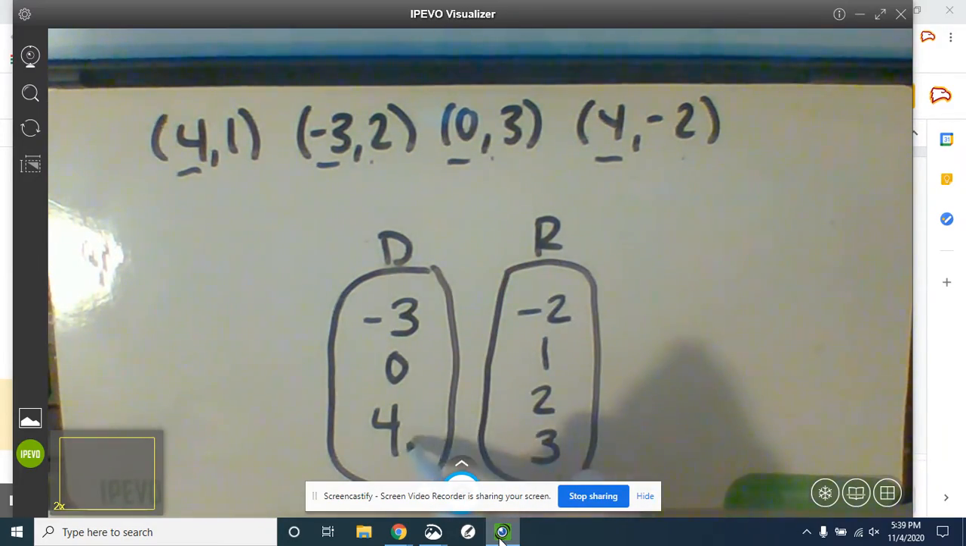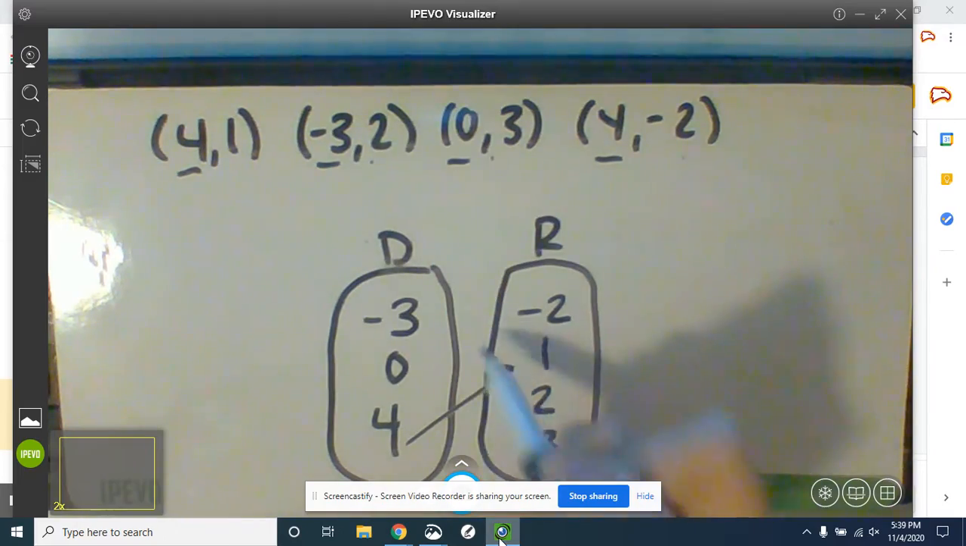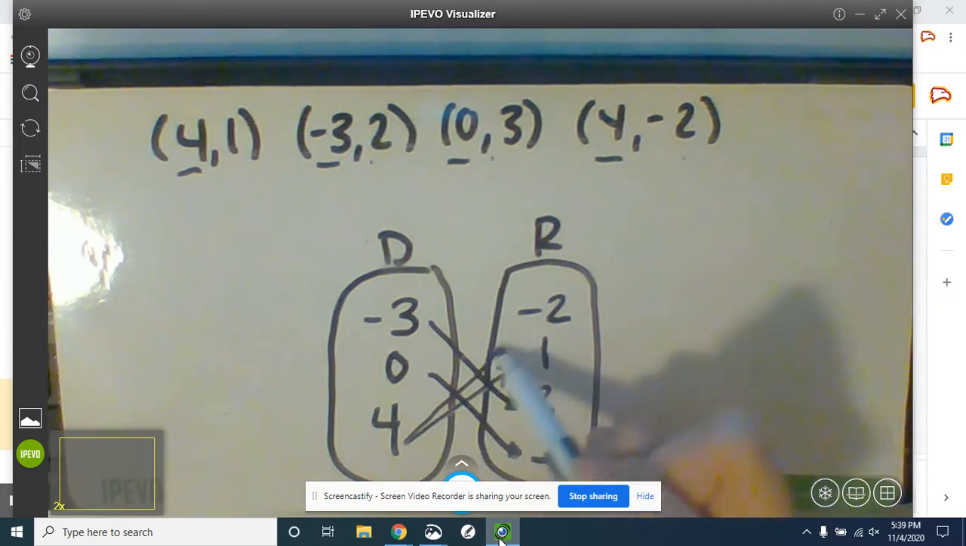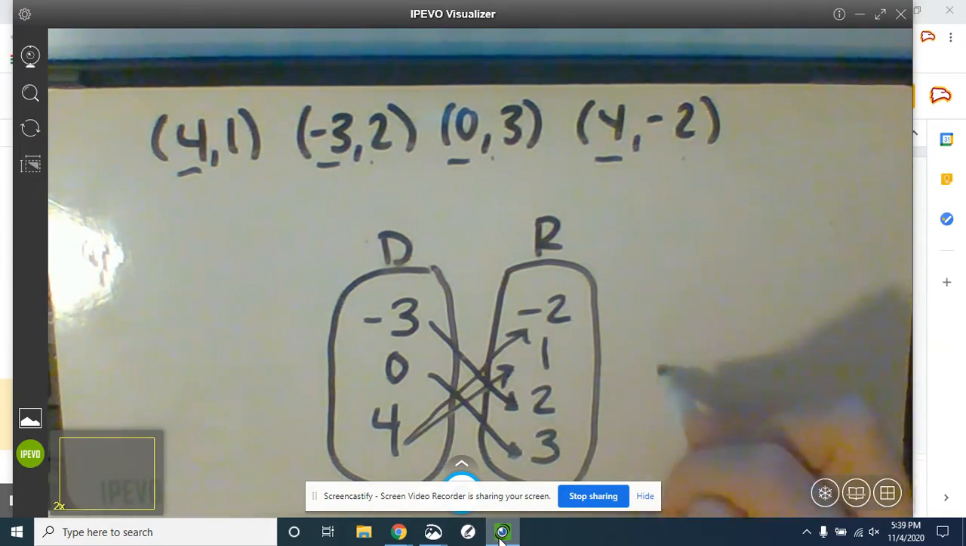So 4 is going to point at 1, -3 is going to point at 2, 0 is going to point at 3, and then 4 is also going to point at -2, so that there makes it a non-function.